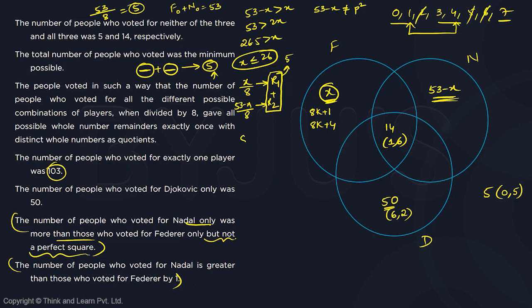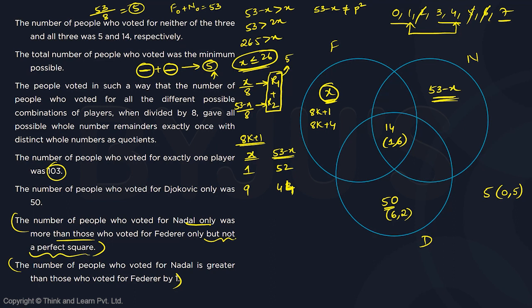So let's start with 8k plus 1. If it is 8k plus 1, let's look at the possibilities for x. Starting with k equal to 0. So x can be 1. Therefore 53 minus x will be 52. Okay. But keep in mind x should be less than 26. Now the next possibility is when k is 1. So x is 9. So this will be 43. Right. This is 43. No, 44.